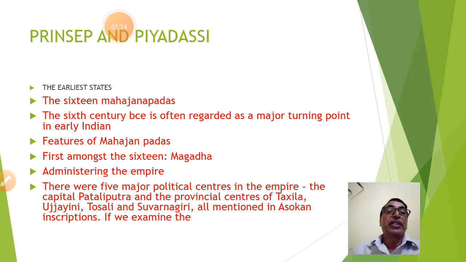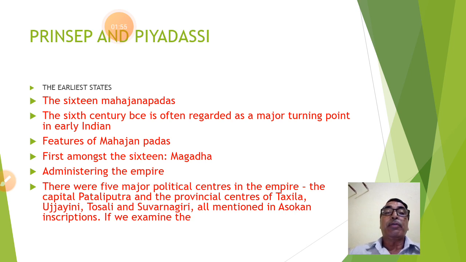Prinsep and Piyadasi. Here, the word Piyadasi is used for King Ashoka. Some of the most momentous developments in Indian epigraphy took place in the 1830s, and in the inscriptions mentioned in the rock edicts of Ashoka, his name is not mentioned as Ashoka but as Piyadasi. Piyadasi means one who is a favorite of all. So this word Piyadasi is used for the great emperor Ashoka.